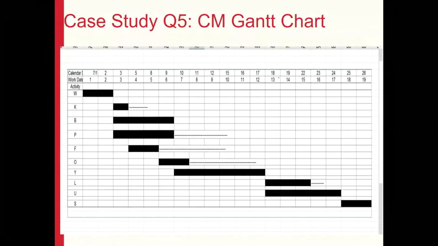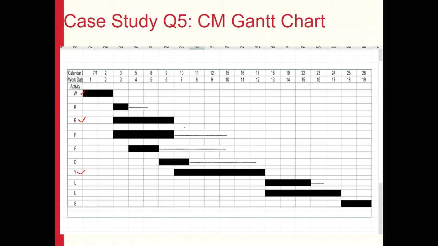So the first issue highlighted in this was, how do you convert your time and resource information into a Gantt chart. In this problem, we converted it and indicated the activities and the float for different activities. So here you can see B is a critical activity with no float, and W is critical as well, and activity Y is critical as well.